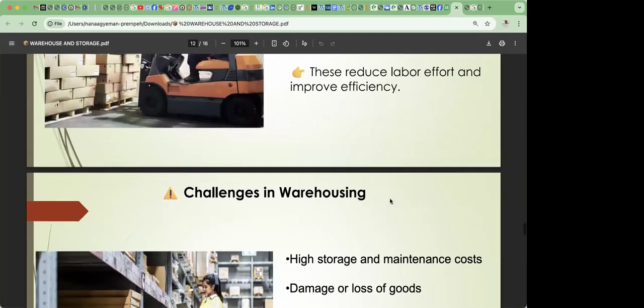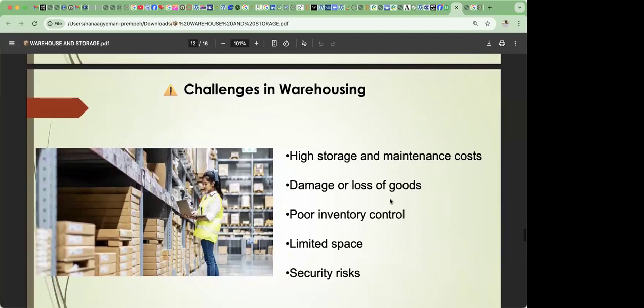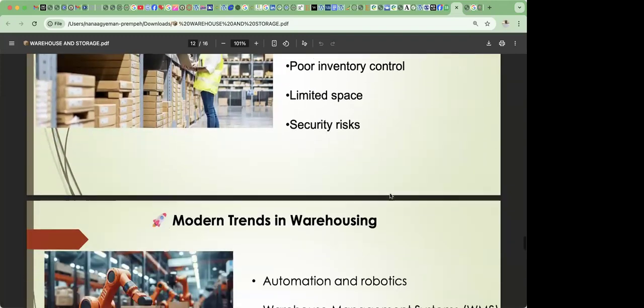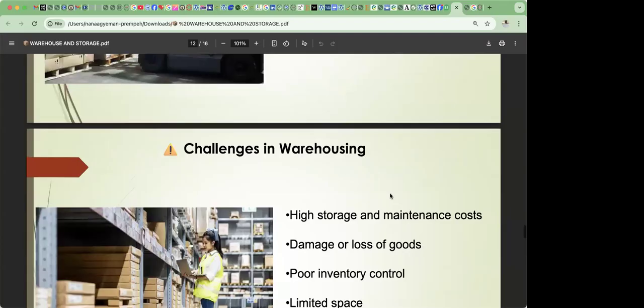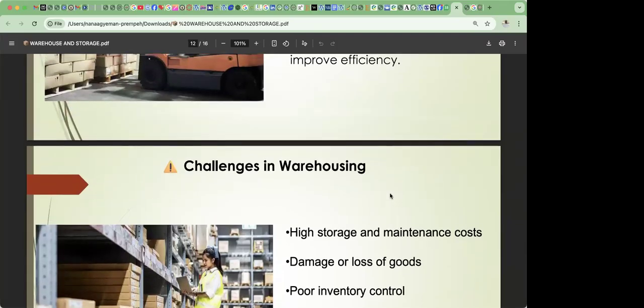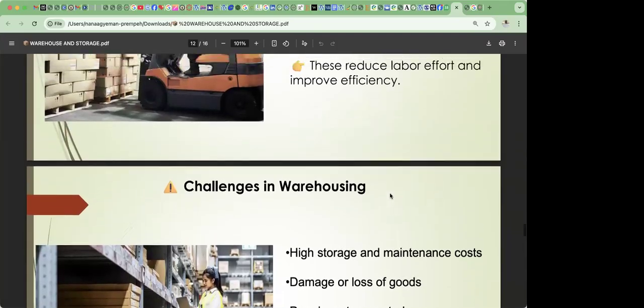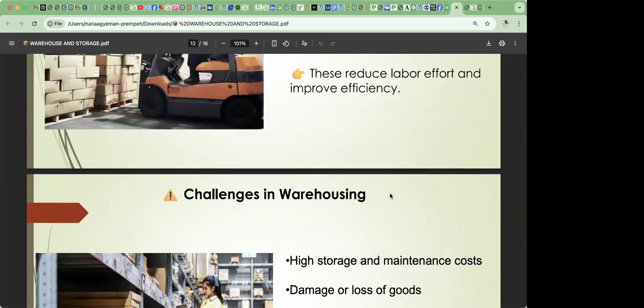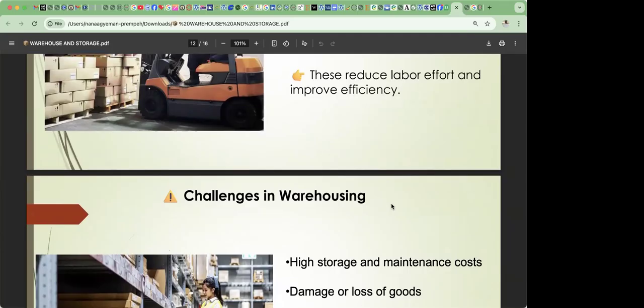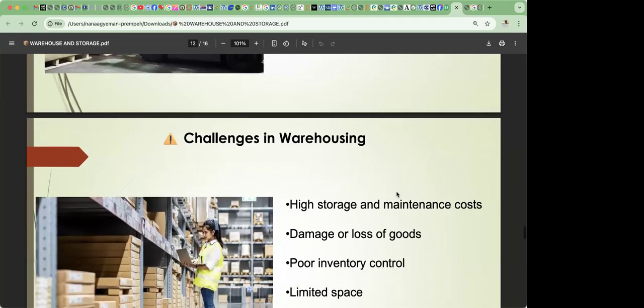Damage or loss, high storage and maintenance costs, limited space, security risks. I think now by security risks, inventory, and then damage or loss of goods. How can that be a challenge? Spikes in maintenance costs. That one I understand, but not just about maintenance, because you knew that you are going to have to pay maintenance costs. So that cannot be a challenge.